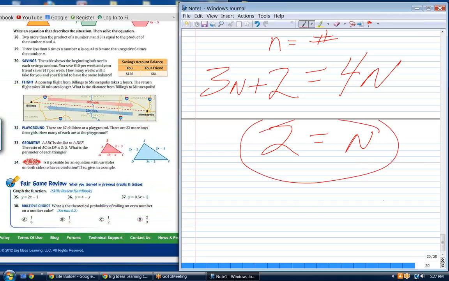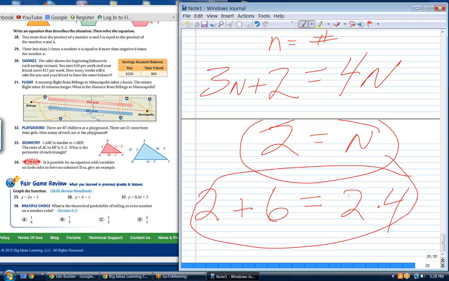Okay. Now let's just check it. If n equals 2, then what is 2 plus 2 times 3 would be 6, and that's supposed to equal 2 times 4, and it does. So you don't always have to check your answer, but if you have time, it ensures that you're right. In other words, if we made a math error in this, and n was actually 3 and not 2, it would have been exposed when we go back and plug it in and see if this equation is true when n is equal to 2.